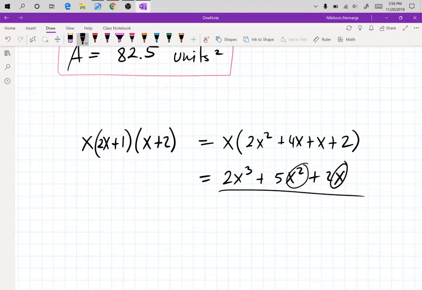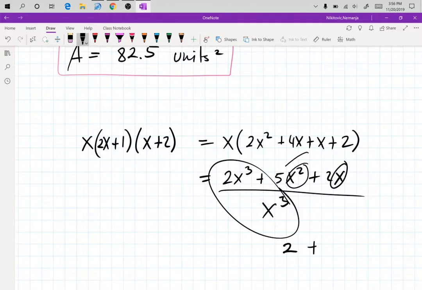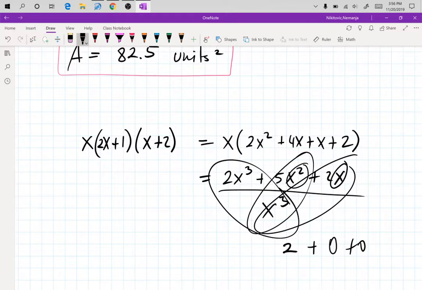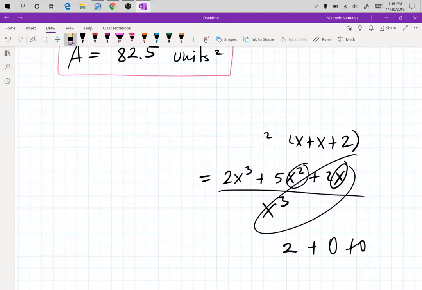Why? Because eventually it will be divided by x cubed, and then these guys will provide a 2, and the other guys over here would provide 0 plus 0. So anytime you are getting a term that is less than what you have in the denominator, it will be giving you 0 in the limit, because the limit goes to infinity, and that's why we do not have to care. We can just take the highest term and be done.